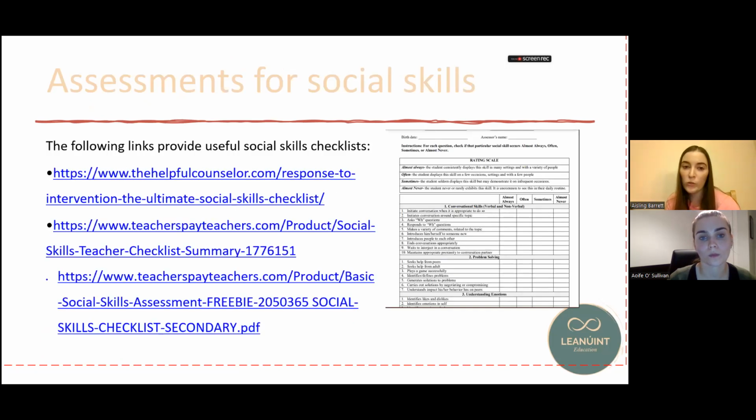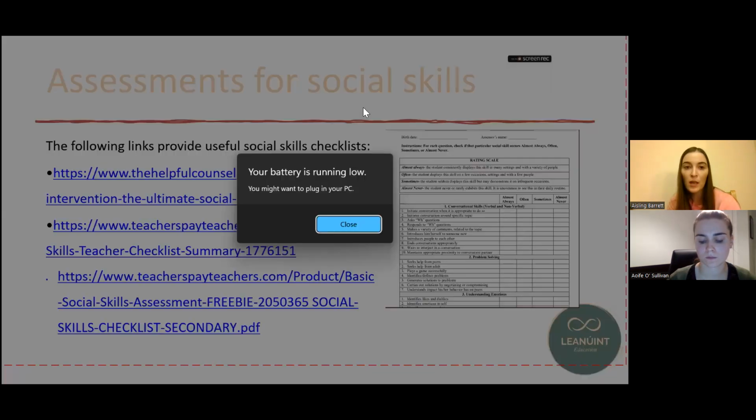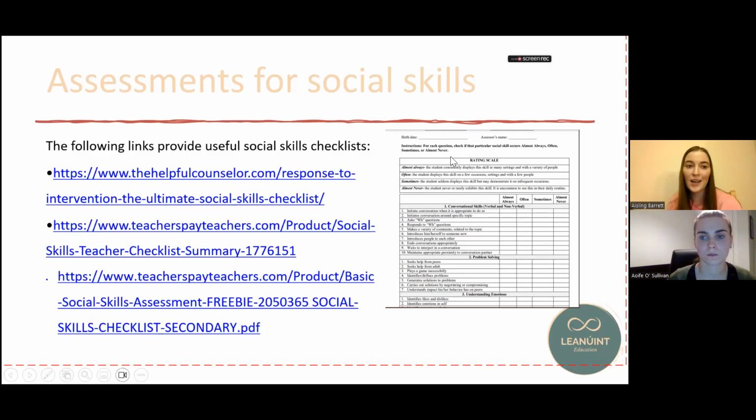So I'm just going to give you an overview of just some useful social skills checklists. Again, you might be using a social skills program, and usually they come with their own checklists and assessments, but these links provide useful social skills checklists. So there is the helpful counsellor one, and then there is also one from Teachers Pay Teachers. The 2 Teachers Pay Teachers ones are actually both freebies, so they can be downloaded for free.